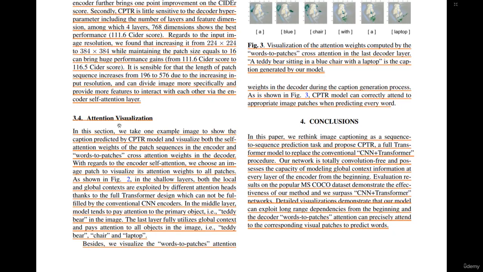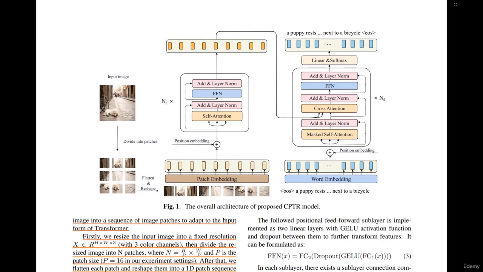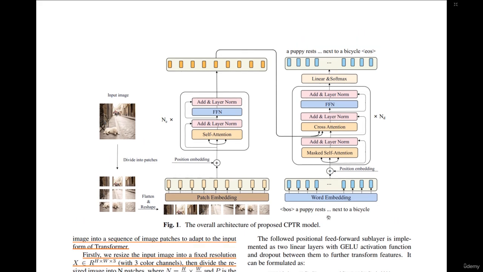We now look at the attention visualization. In this section, the authors take one example image to show the caption predicted by the CPTR model and visualize both the self-attention weights of the patch sequences in the encoder and the word to patches cross attention weights in the decoder. Recall that the way we're looking at this is attention of these patches with one another, and then attention of these patches with these words or captions.